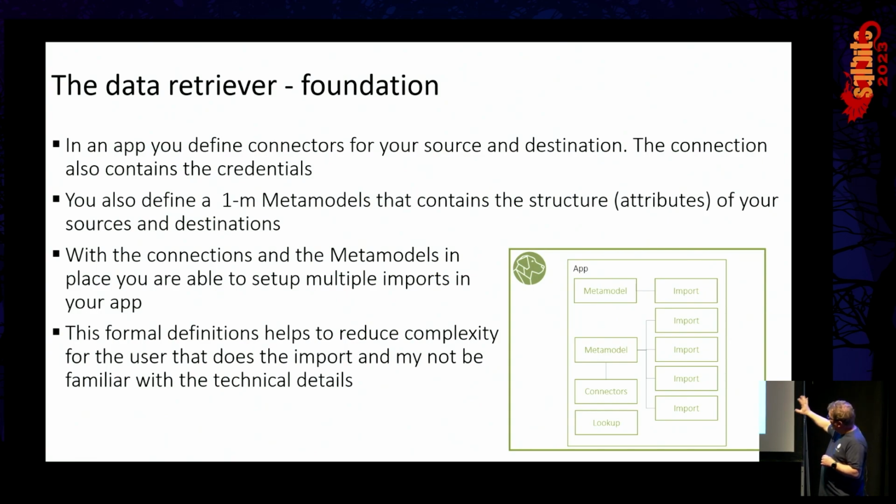But the meta models, you can have different meta models in your application to manage your project. You have different connectors in an application, and you have things like lookups, which are additional connections to certain sources, so we can run some kind of cross-checks and some kind of transformation processes in there. And then in that application, you can have different imports.